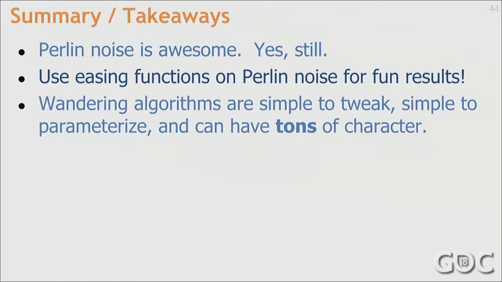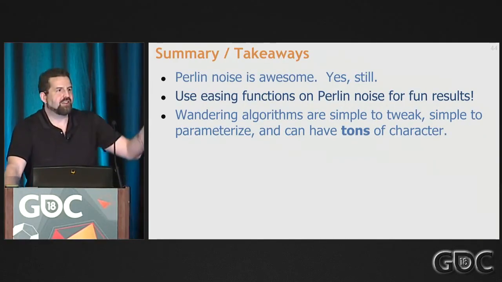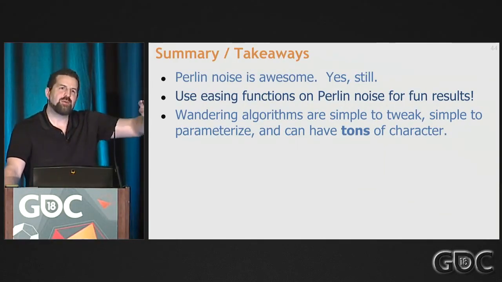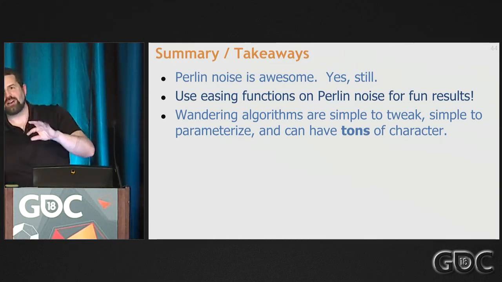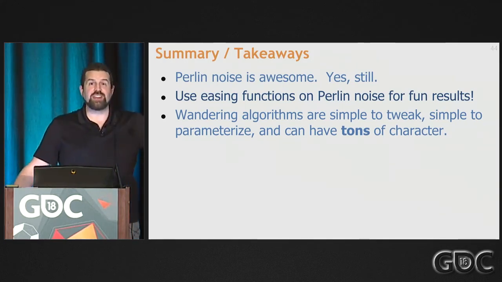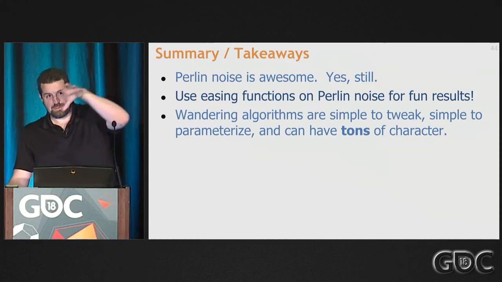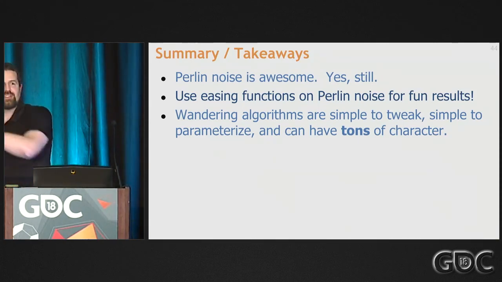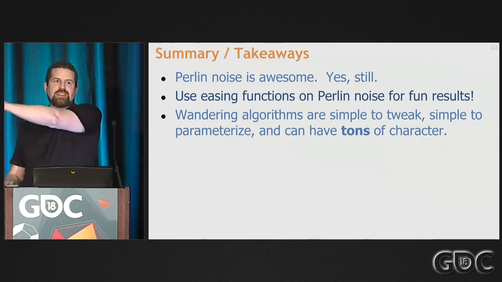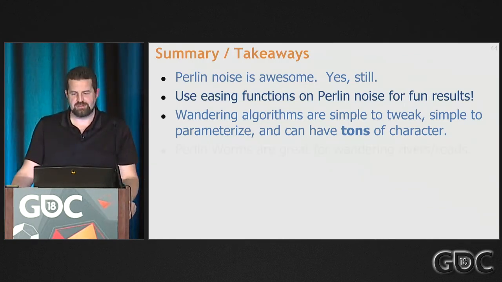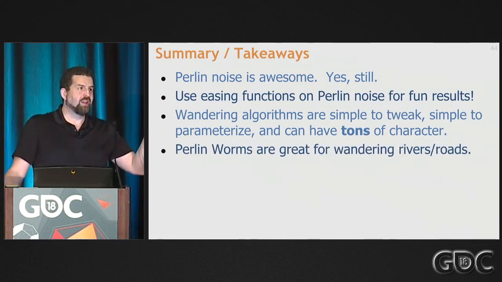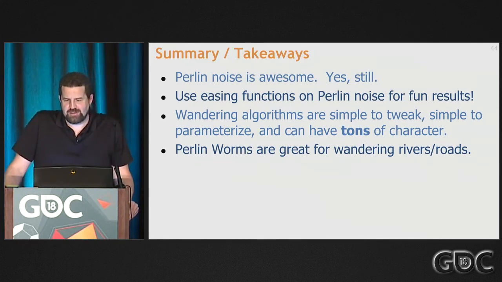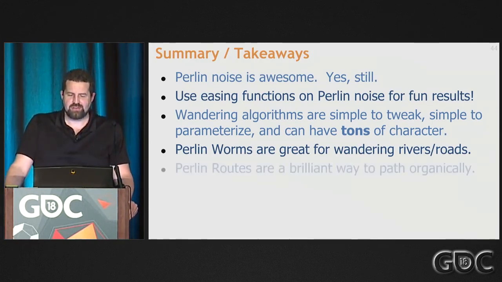Wandering algorithms are super simple, easy to tweak, fun to parameterize. They have tons of character, just saying how often they change, how much can they change, how drunk are they. All those numbers can change over time, so again, someone can get more drunk, less drunk, then more drunk, then less drunk, so that they can get weird in the middle and then converge. You can have all kinds of fun with it. Perlin worms are one of the really nicest types of wandering algorithms.